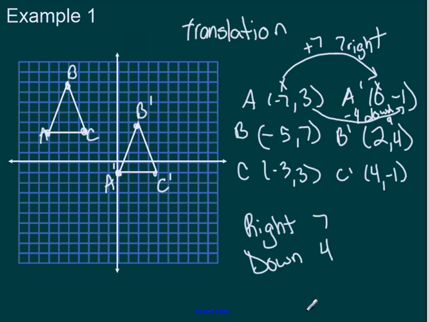But you really need to check it for every single one of your points on the original to make sure you're not missing anything. So for point B, -5, if I go right 7, I'm going to add 7 to -5, which will give me +2. And yeah, that checks out. We're good. And then for my y value, I need to go down 4, so I'm going to do 7 minus 4.